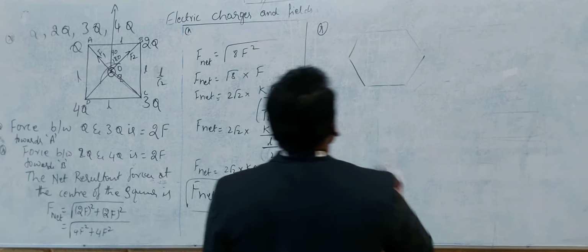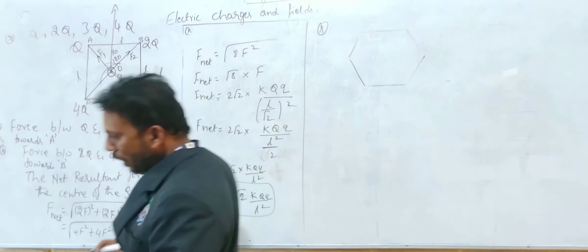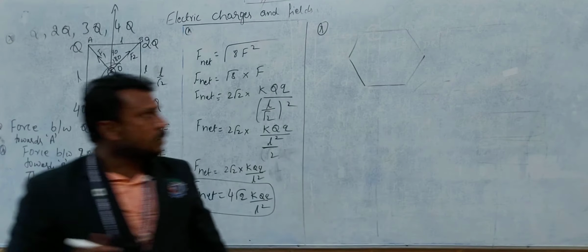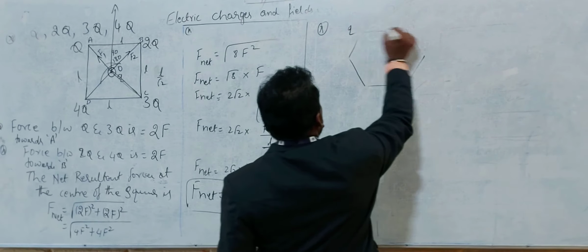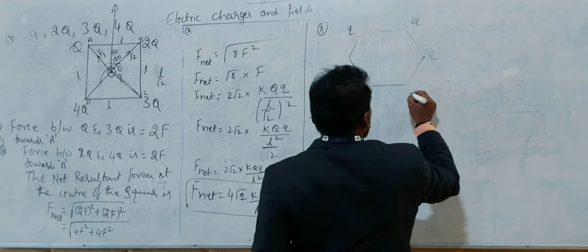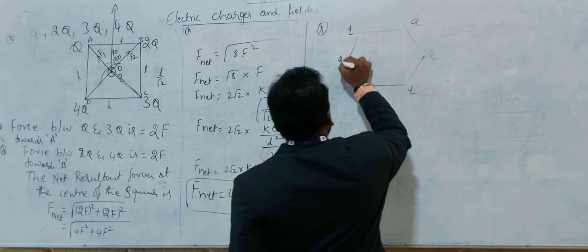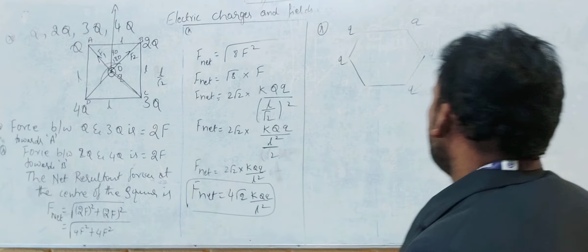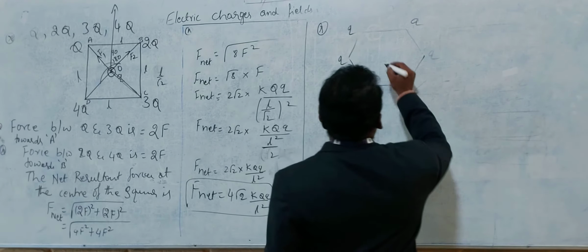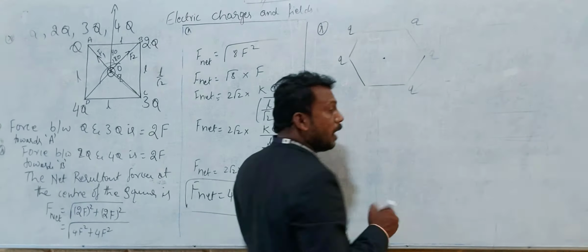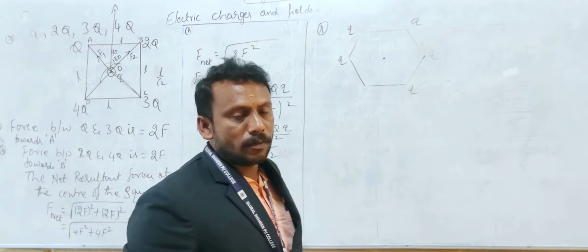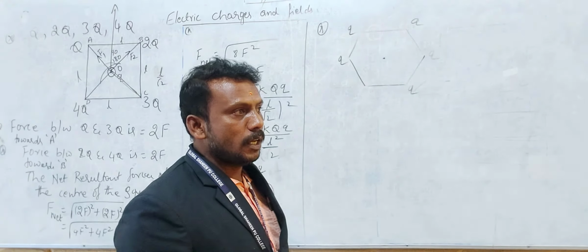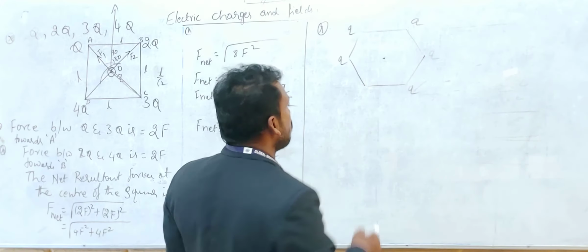Okay. Five similar charges, small q, are placed at five vertices of a regular hexagon. Therefore, if you place a minus q charge at the center, what does the net force become?